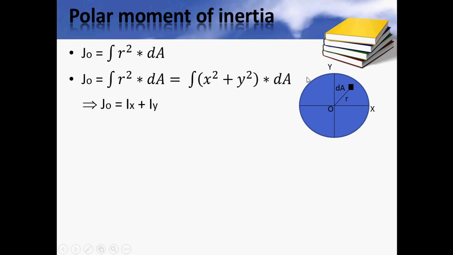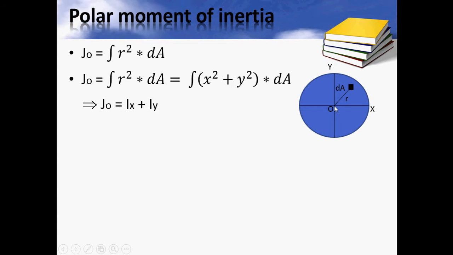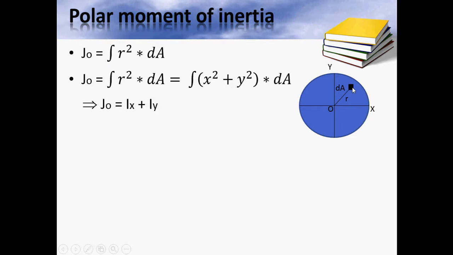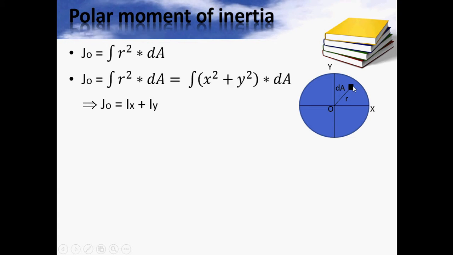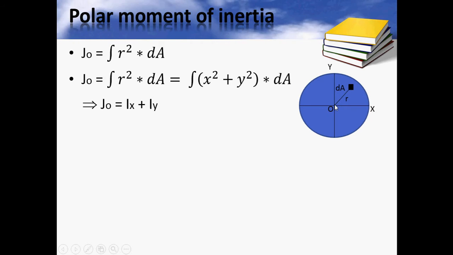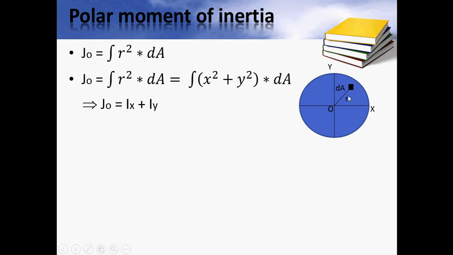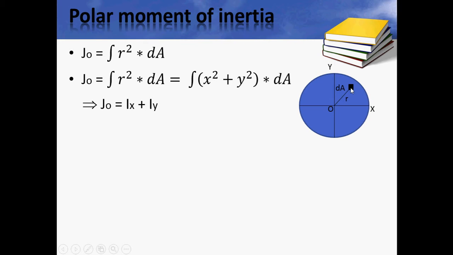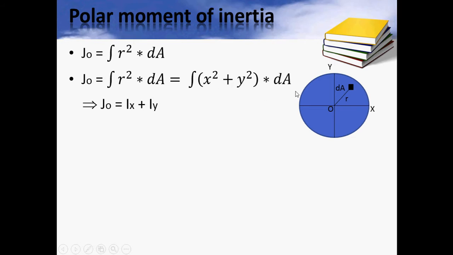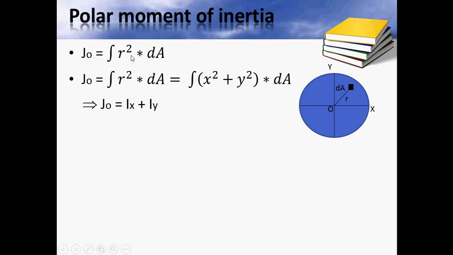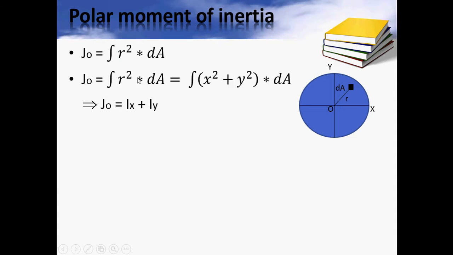The polar moment of inertia. Polar moment of inertia is denoted by J naught, and it is equal to the integration of r square into dA, where r is the distance of the elemental strip from the point under consideration, and dA is the area of that strip or patch.